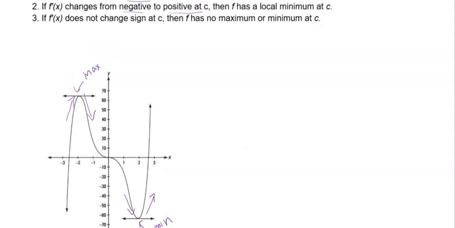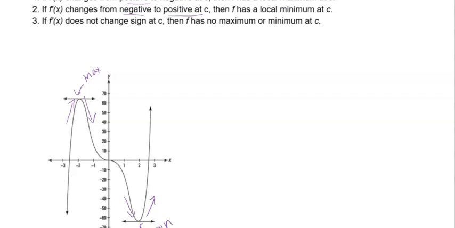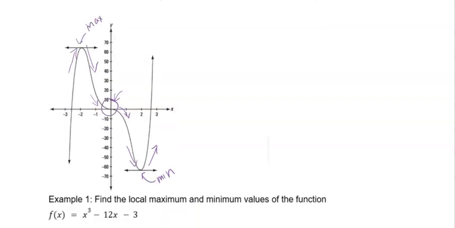And if the derivative of f of x does not change sign at c, so that would be right here, then it isn't a maximum or a minimum. So this is going down, and then it is still going down. So the derivative would equal 0 here, but it's not a maximum or a minimum.